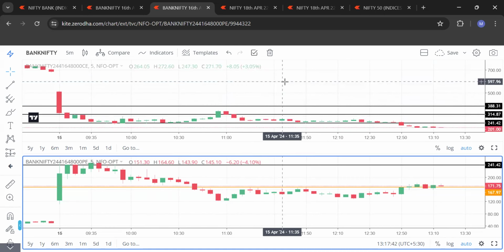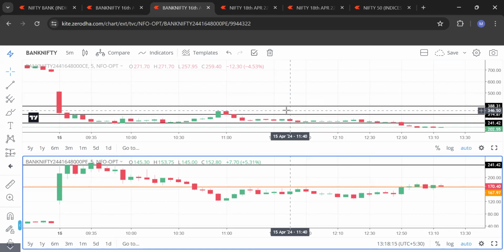If you just want to make it more confirm, why it took resistance at 350? Just draw the Tropic of Cancer. How will you draw it? 388.31 minus 241.42, multiply by 26.11%. That is 38.35. You will minus it from 388.31 and you get 349.95. Here the chart is very narrowed down, so I didn't draw the line. I wanted to show you 349.95.